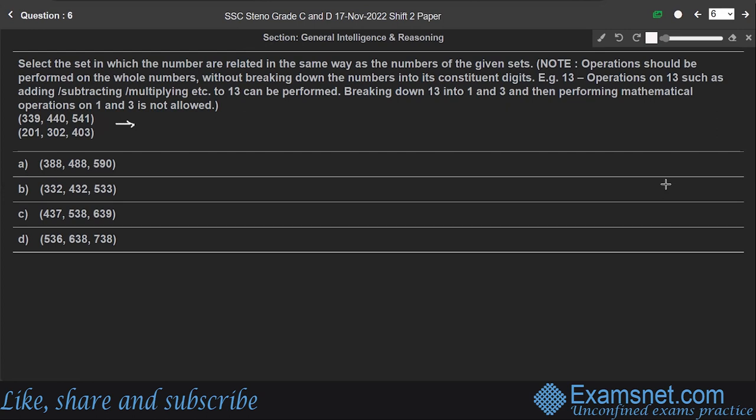Then here the first set contains three different numbers: 339, 440 and 541. So the numbers are related as follows. The first number is 339. The second number is 440, which is nothing but 339 plus 101. Therefore, I can write the second number as first number plus 101.